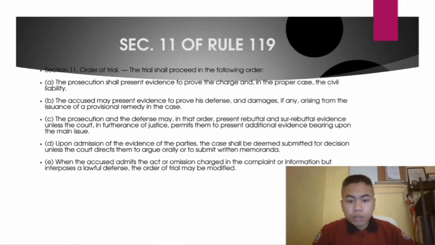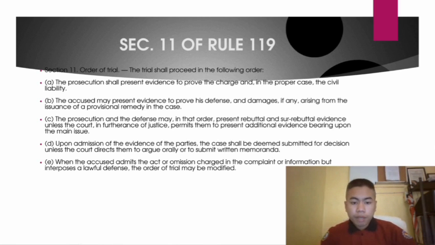So the prosecution is responsible for presenting evidence to prove the charge, and the accused has the opportunity to present evidence to prove their defense. The prosecution and defense may also present rebuttal and surrebuttal evidence, and the court may allow additional evidence to be presented if necessary. So, pag kailangan lang po.